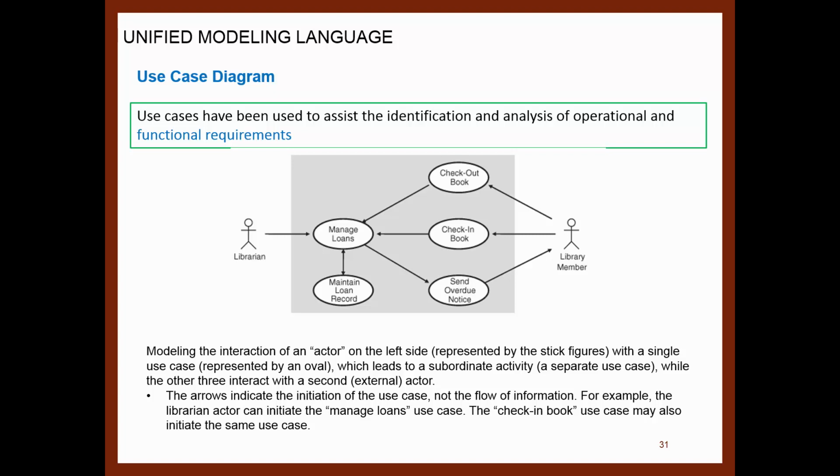Modeling the interaction of an actor on the left side, represented by the stick figures, with a single use case represented by an oval, which leads to a subordinate activity or a separate use case, while the other three interact with a second external actor, in this case the library member. The arrows indicate the initiation of the use case, not the flow of information. For example, the librarian actor can initiate the manage loans use case. The check-in book use case may also initiate the same use case.